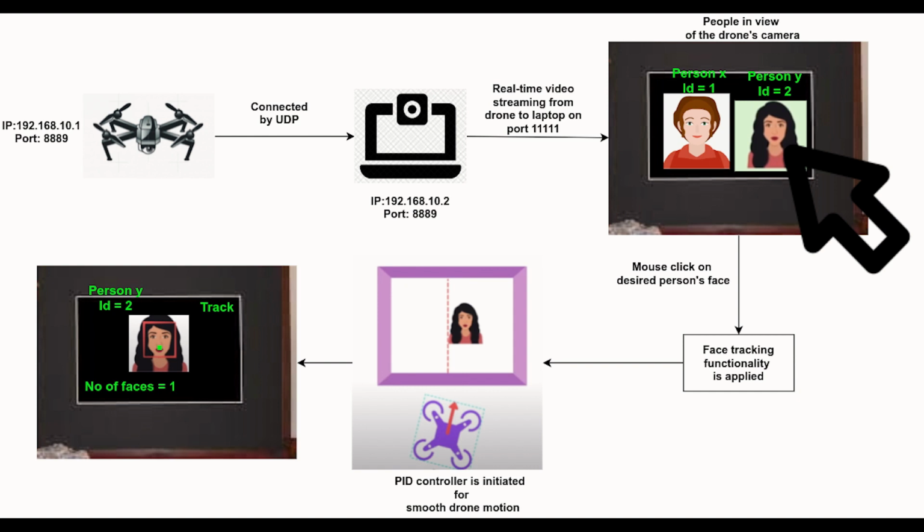A PID controller is initiated for smooth drone tracking. "Track" is output on the frame showing that tracking is on. In order to stop tracking, the double right-click mouse event is applied onto the face. On pressing the Q key on the keyboard, the frame closes and the program stops.